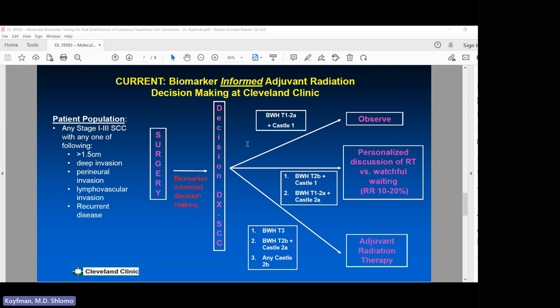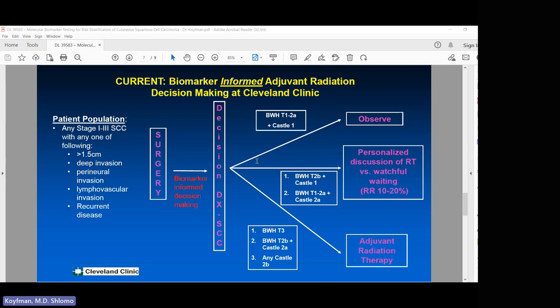And now for patients, we have a much more nuanced middle bucket where they're Brigham T2B with maybe a Class 1, or maybe they're Brigham T1 or T2A patients that got a Class 2A. And we are having personalized discussions where, based on the clinical pathological parameters 5 years ago, I would have just said you have a very high risk, you need radiation. Because they're Class 1, I feel that their risk is lower and a lot of them are electing not to get treated, which I think is perfectly reasonable based on the current data.